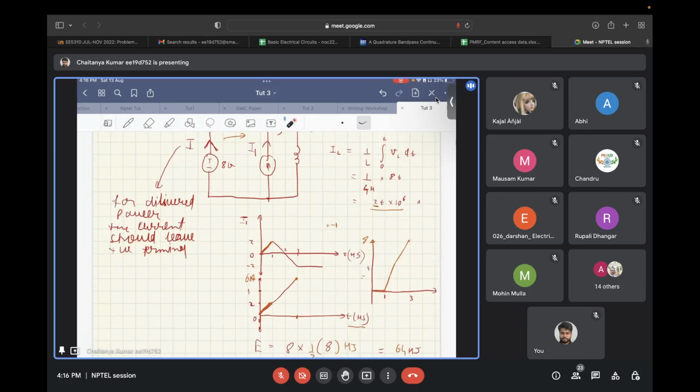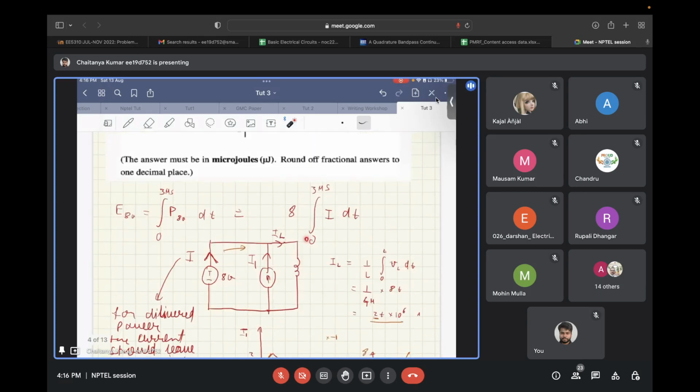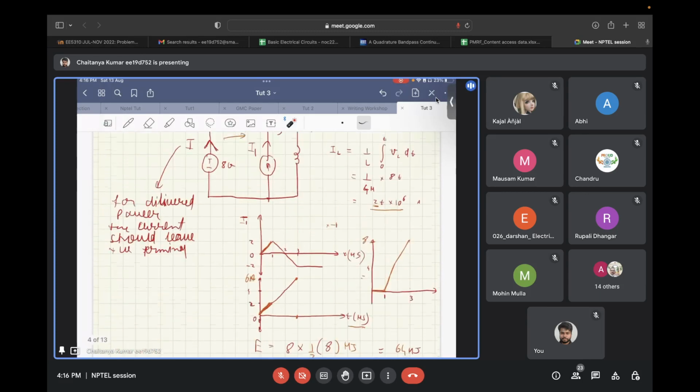So this is the graph of the current I, and to calculate the energy, you need to integrate this current. That is basically the area under this curve. If you calculate it, it comes out to be 8 into half into base into height, and that comes out to be 64 microjoules.